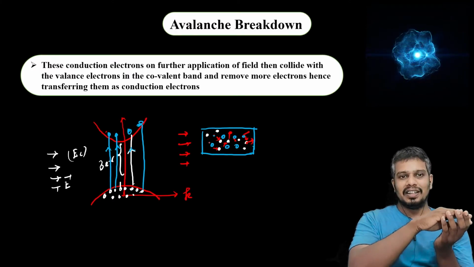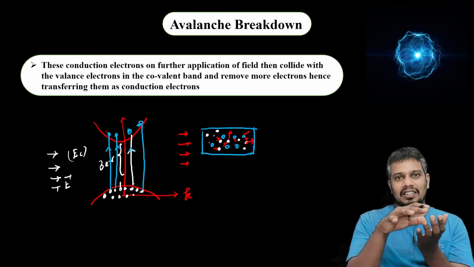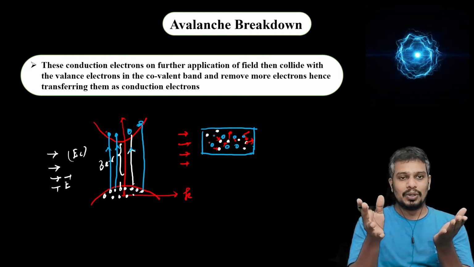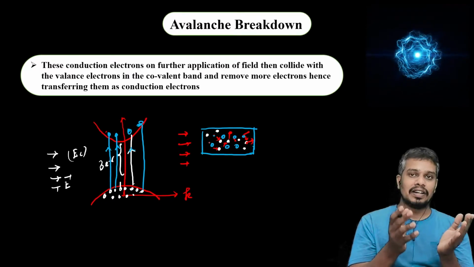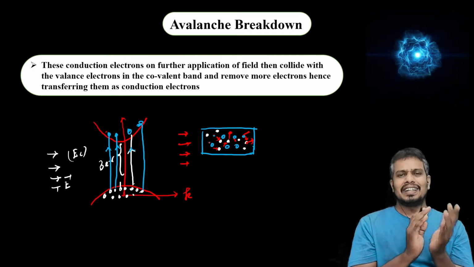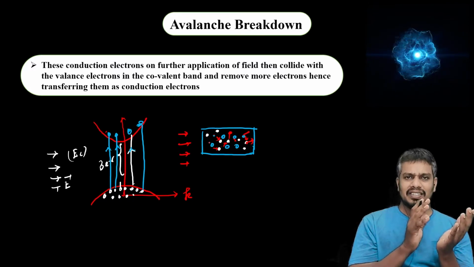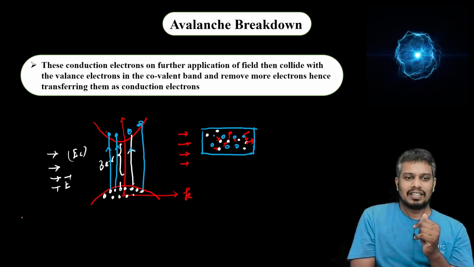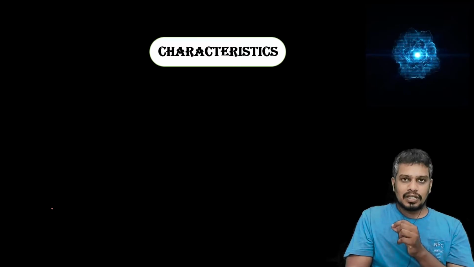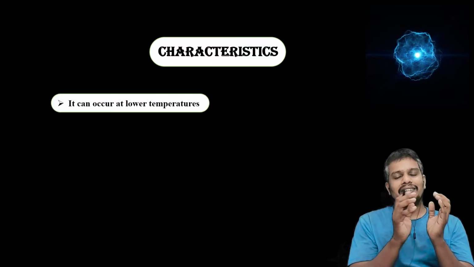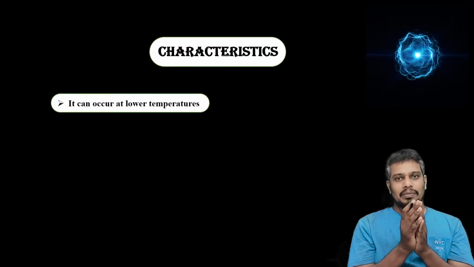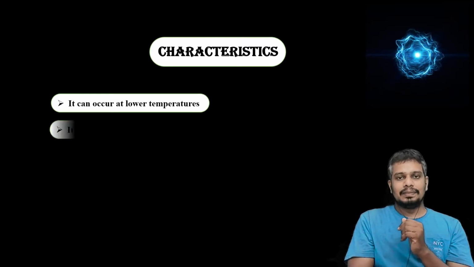So then the amount of electric current passing through the material will be huge. This kind of breakdown is called avalanche breakdown. So what are the characteristics of the intrinsic and avalanche breakdown, one can ask? The characteristics of the intrinsic breakdown and avalanche breakdowns are, it can occur at only the lower temperature. It won't occur at higher temperature.